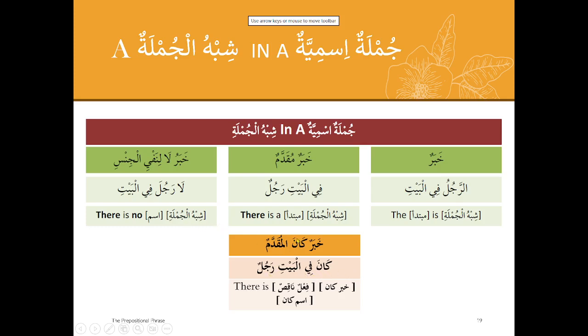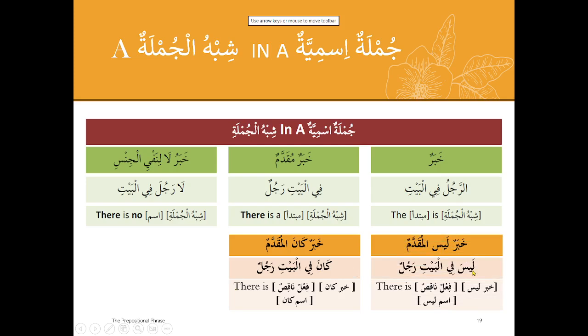There's only one khabar that is mansub, and that is the one of kana and its sisters. Laisa is one of the sisters. So we see here the isim being rajulun, and the khabar of Laisa is fil baiti, and there is something missing, the mahdhuf part. So that mahdhuf part will be mansub.